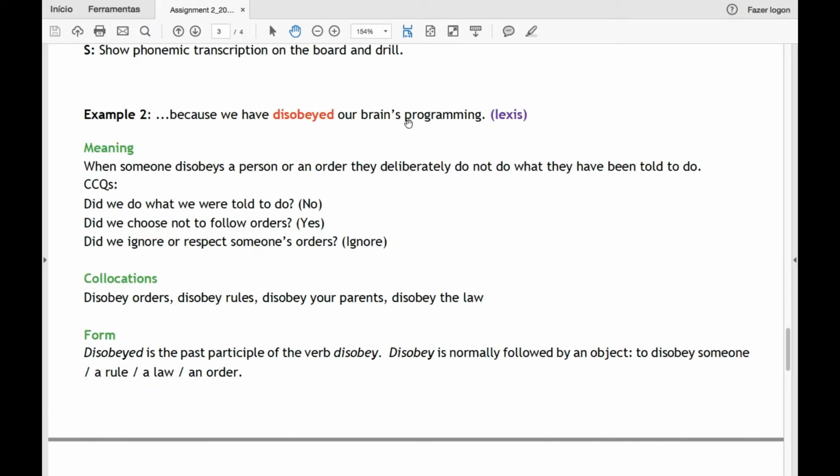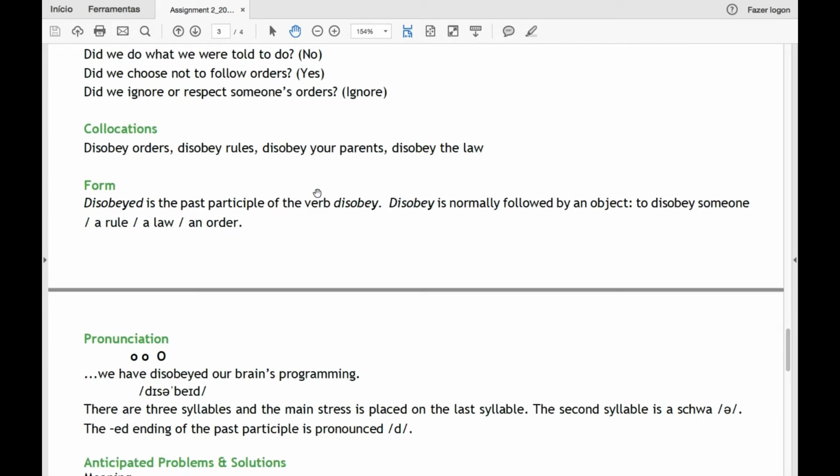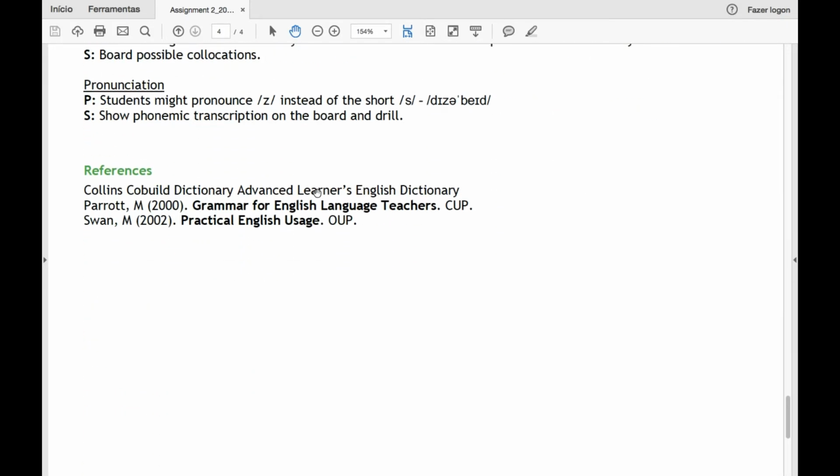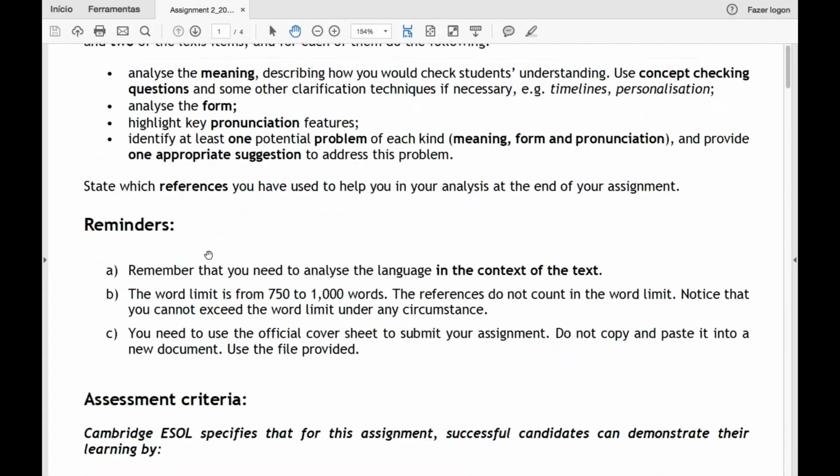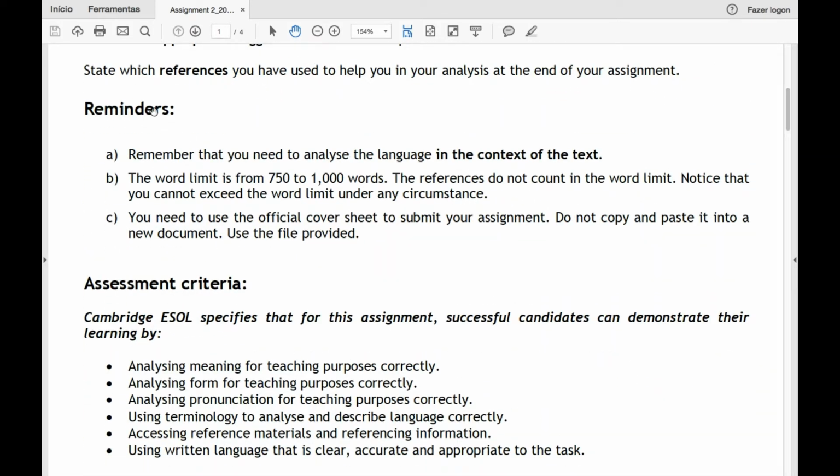Then we have 1 example about vocabulary. You can read it later once you have received the files. Notice that we include the references at the end of all the analysis. A few reminders. Remember that you need to analyze the language in the context of the text. If one word, for instance, has more than 1 meaning, or if a sentence structure might be used in different situations, you do not need to analyze this in situations which are not the situation in the text.